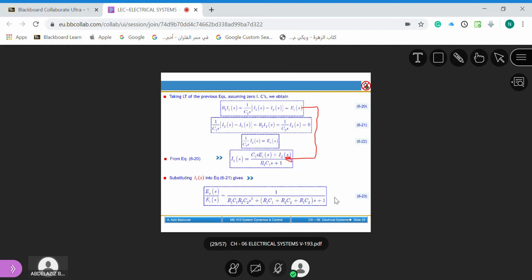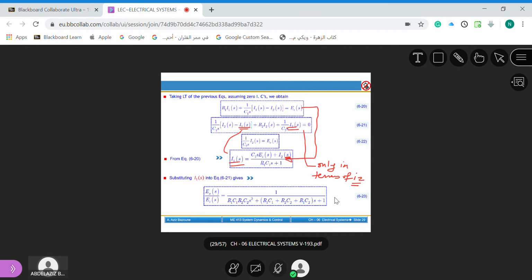Now, if we substitute I1 equal to C2S EI of S plus I2 over R1 C1S, every I1 you find, you substitute by this one, in terms of I2. You will have this equation only in terms of I2. So this equation will be only in terms of I2.